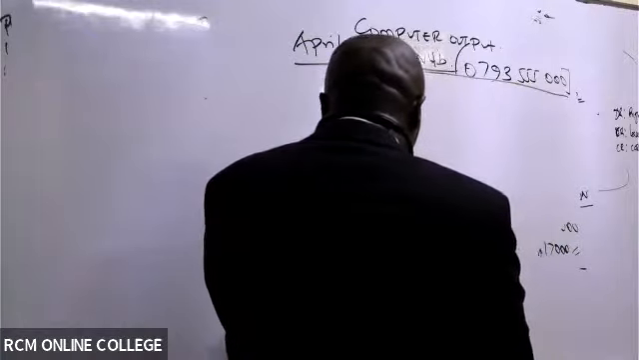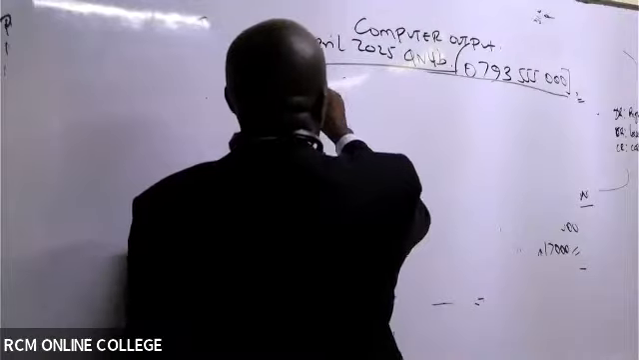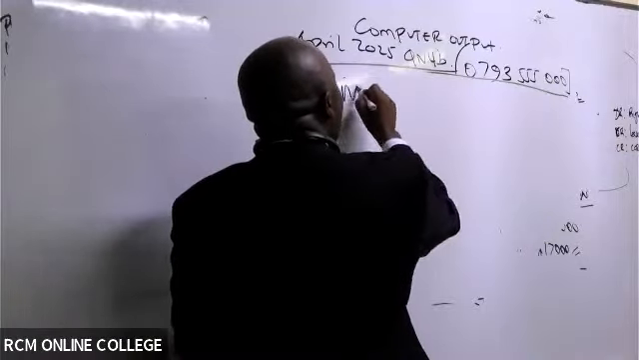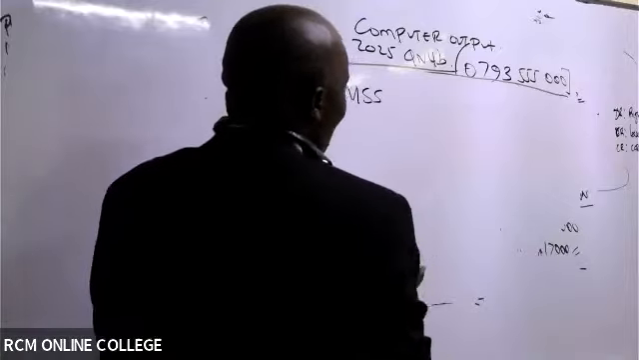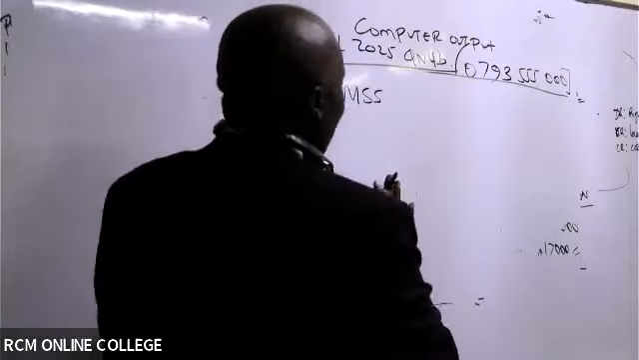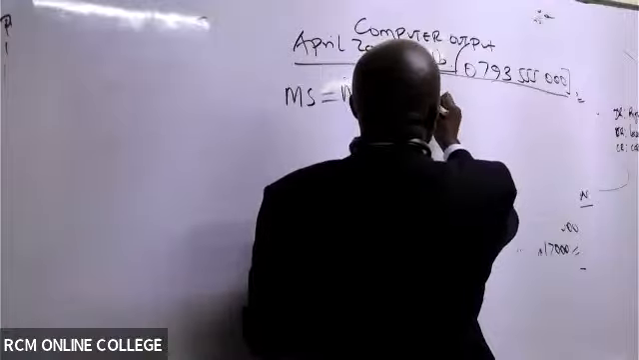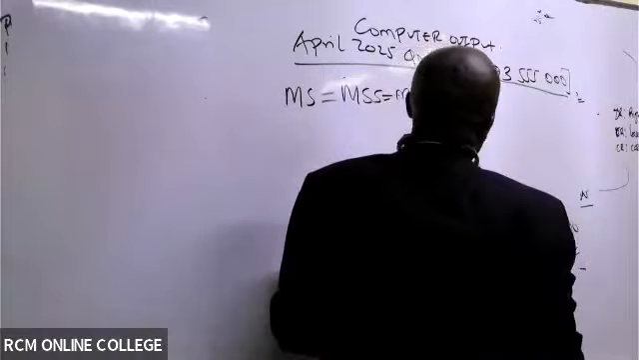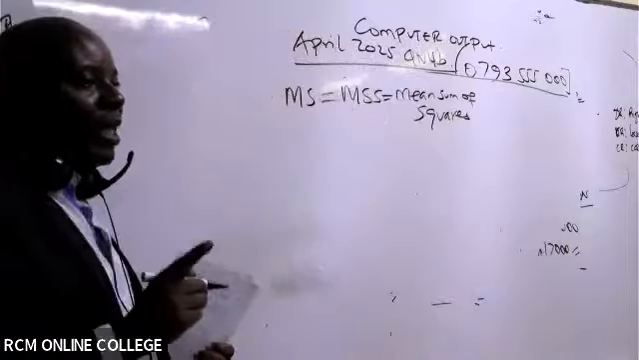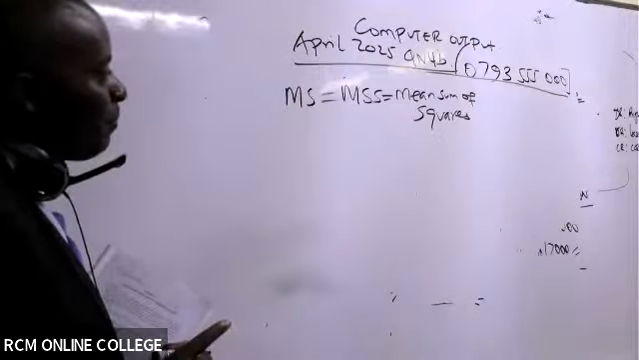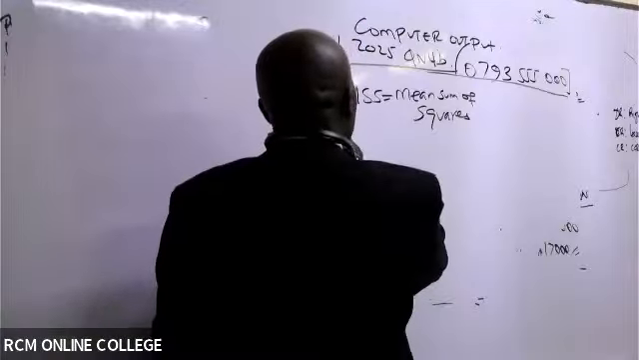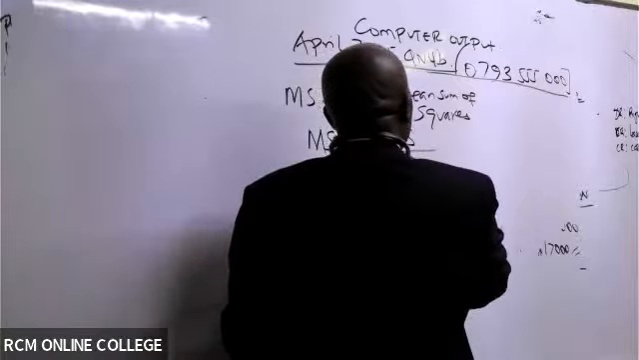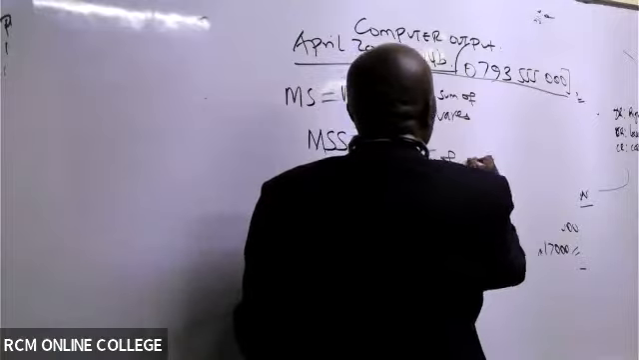Under analysis of variances, I have what they're calling MS. Actually, they wrote this wrongly. It should be MSS, that is the proper way of writing it. And this MSS stands for mean sum of squares. How do I get this mean sum of squares? To get this mean sum of squares, we normally take sum of squares divided by degrees of freedom.